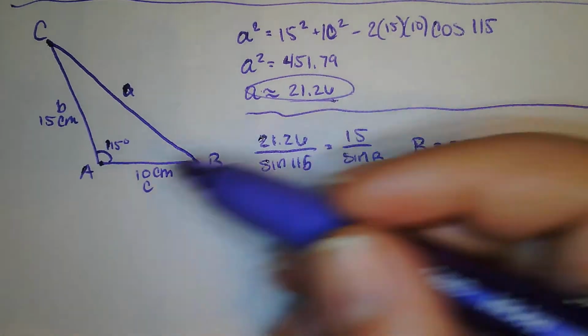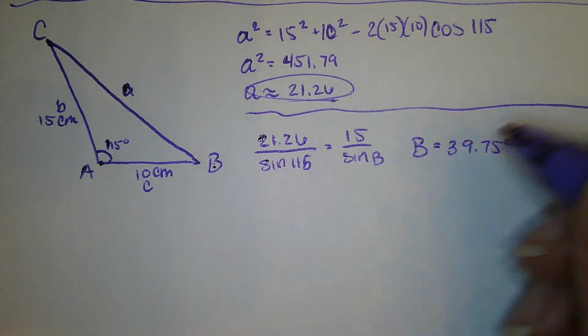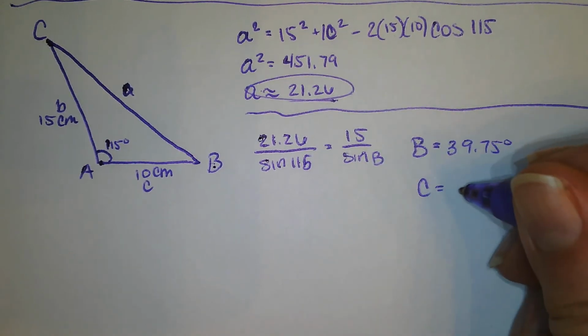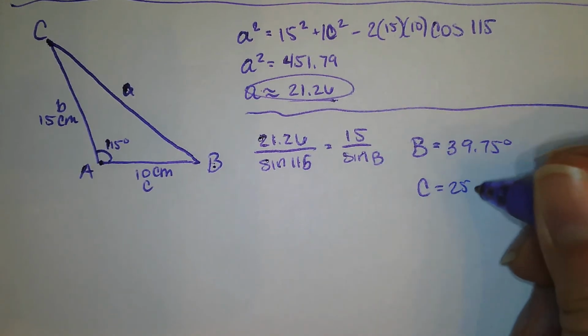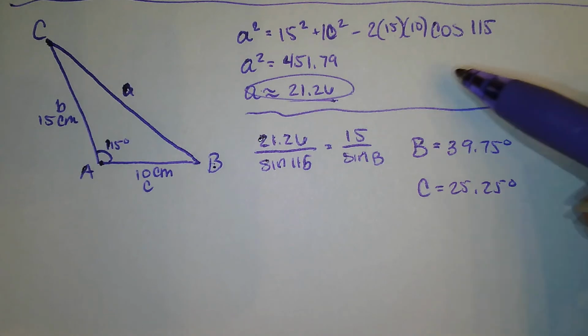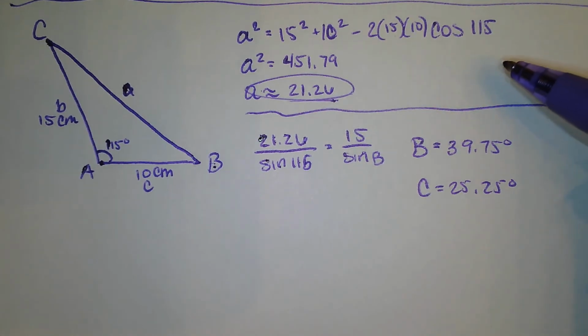And of course, once we have this angle and this angle, we can just subtract to find angle C, which is equal to 25.25. Okay, so you'll only have to use the law of cosines once, and the rest kind of just works out nice.